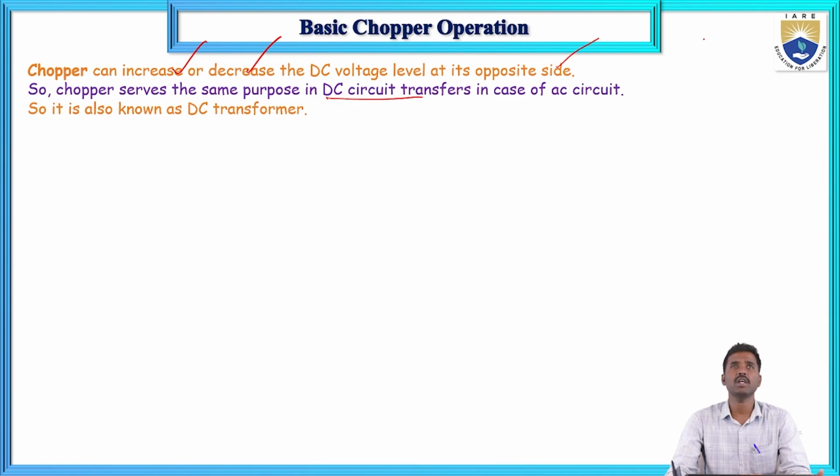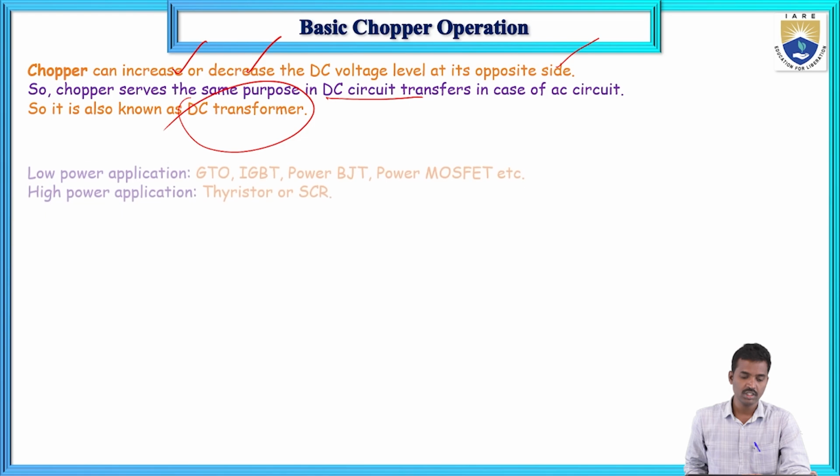So a transformer is also increasing or decreasing voltage without changing the frequency, but that is in the case of an AC circuit. Here it is a DC, so we can call it a DC transformer. We already know the definition of a transformer: either increasing or decreasing the voltage of AC. But here we increase or decrease the voltage by using a chopper, that is, a DC chopper.